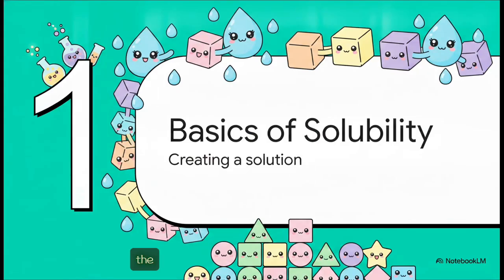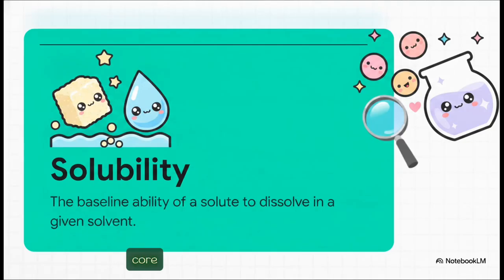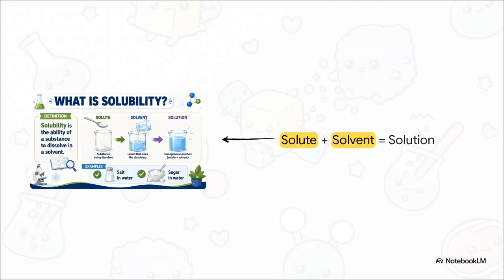Part 1. The basics of solubility. So, at its absolute core, solubility is simply the baseline ability of a substance to dissolve completely in a liquid matrix. It's a fundamental property of matter. But what exactly are those two interacting parts we're talking about here? Well, the basic equation is beautifully simple.